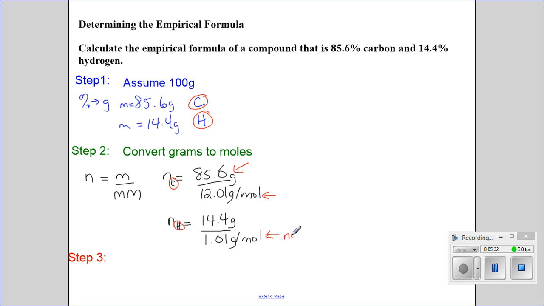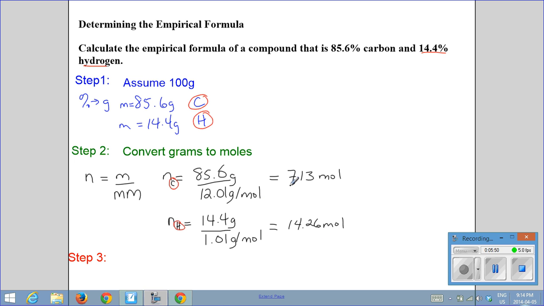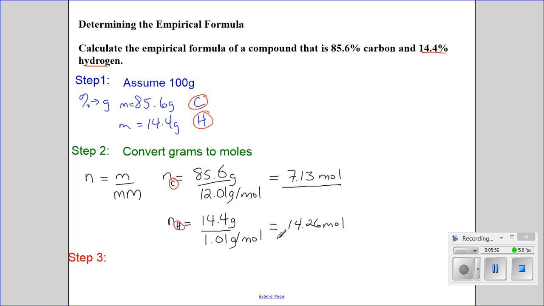Now notice this is not diatomic, because hydrogen is only diatomic when it's on its own. So I'm not going to use the molar mass times 2 because this is singular hydrogen. This is not diatomic when it's in a compound. Let's look at our answers here. Okay, so now we've successfully converted our carbon from percentages to grams to moles, which is a quantity, and we're comparing the two moles. So we have 7.13 moles of carbon and 14.26 moles of hydrogen.